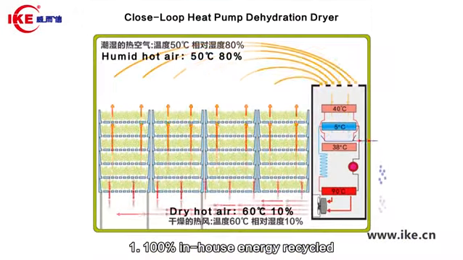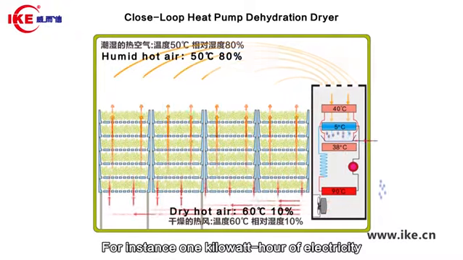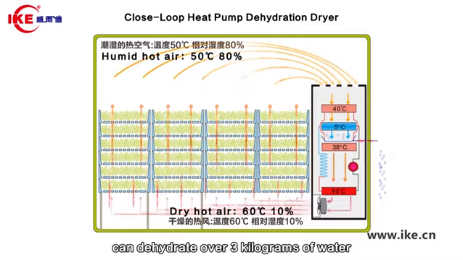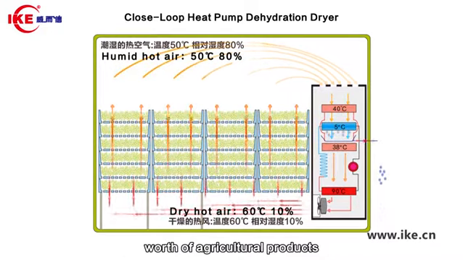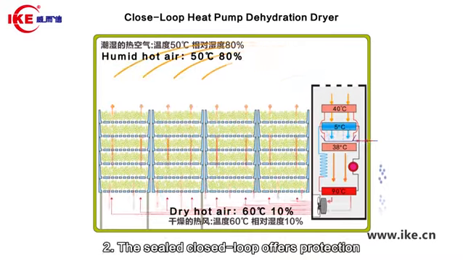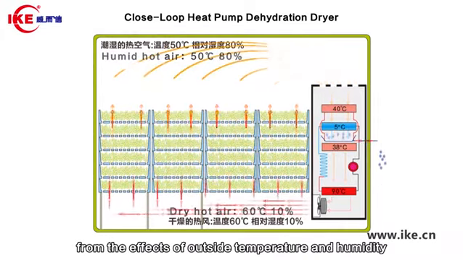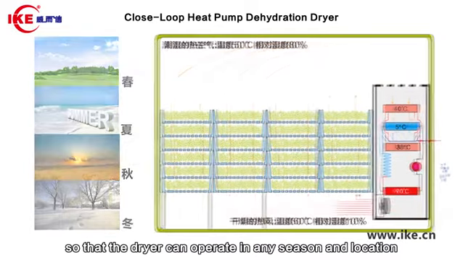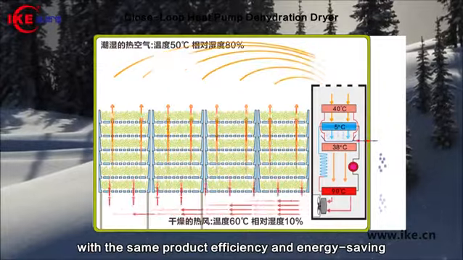First, 100% in-house energy recycled, high efficiency and low energy costs. For instance, 1 kilowatt-hour of electricity can dehydrate over 3 kilograms of water, and can easily dry 5 to 10 kilograms worth of agricultural products. Second, the sealed closed loop offers protection from the effects of outside temperature and humidity, so that the dryer can operate in any season and location with the same product efficiency and energy saving.